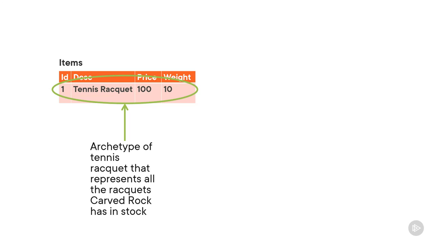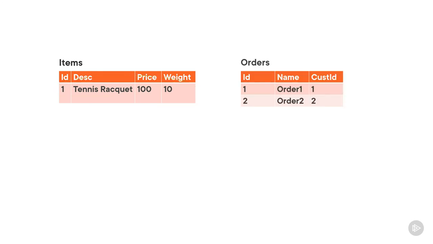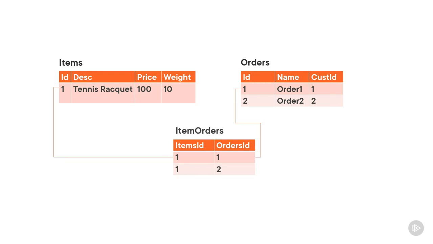The item class also contains a collection of orders, which together with the collection of items on the order class creates a many-to-many relationship between an order and an item. In our case, this means that an order can contain many different items and that an item can be contained in many different orders.